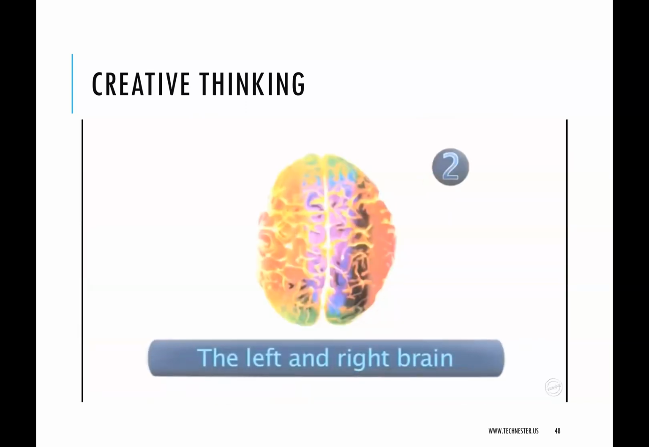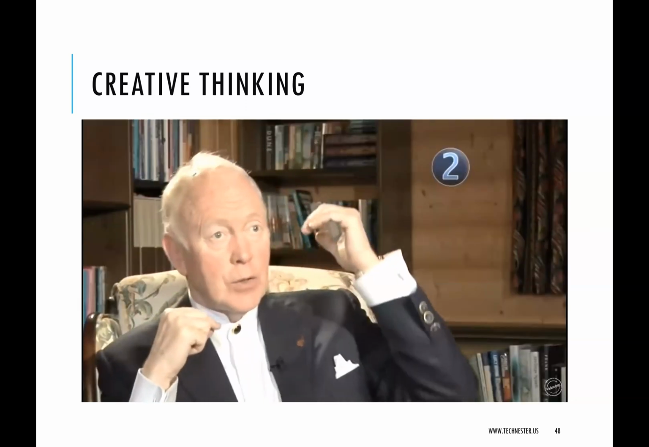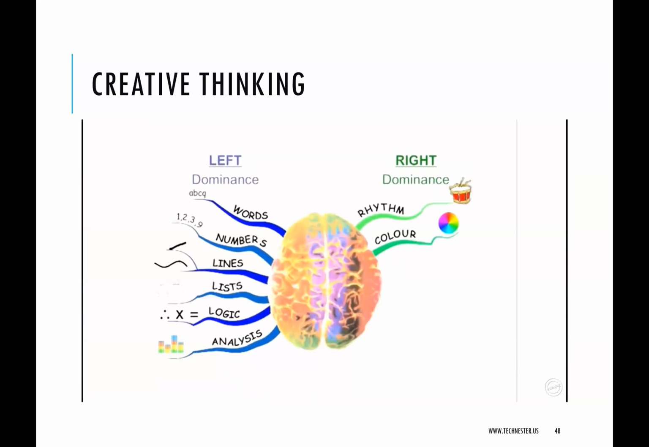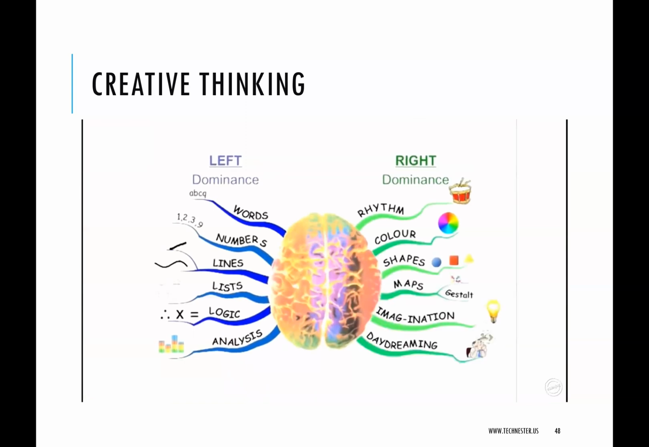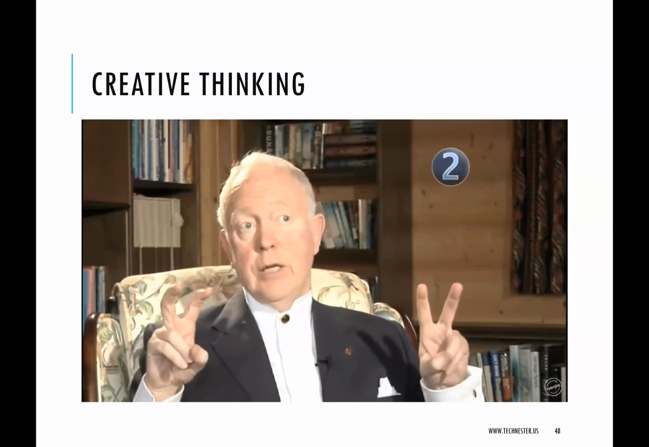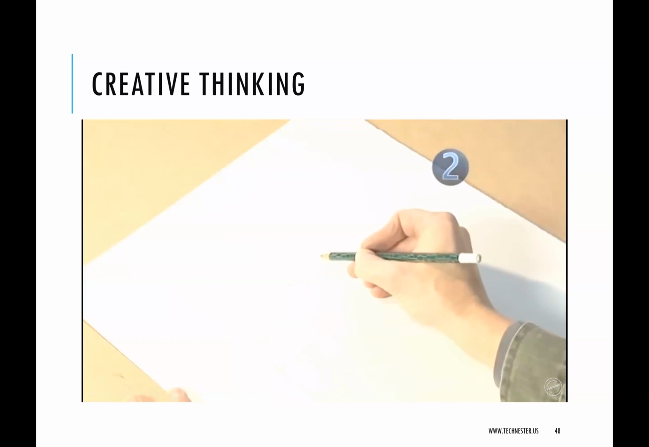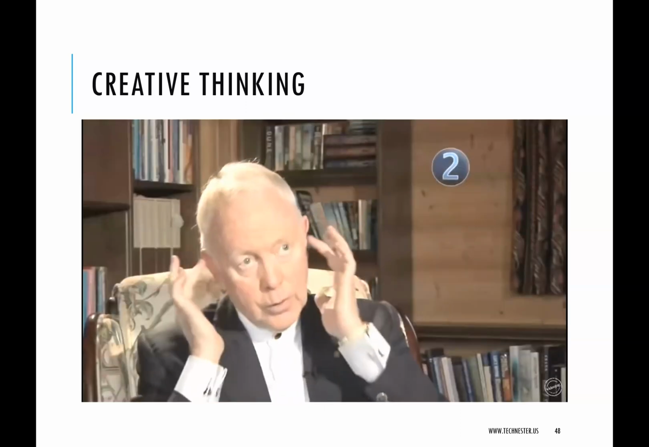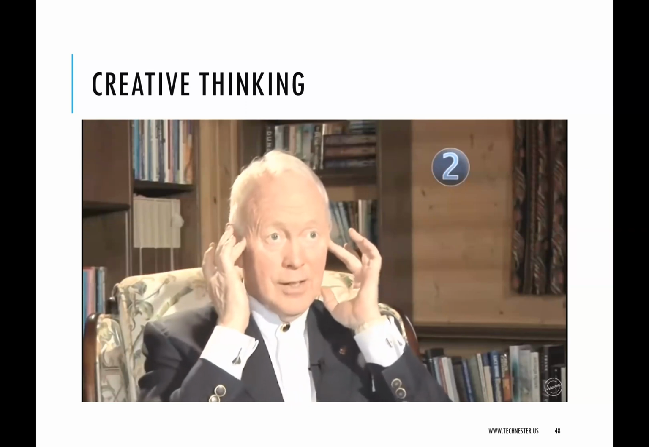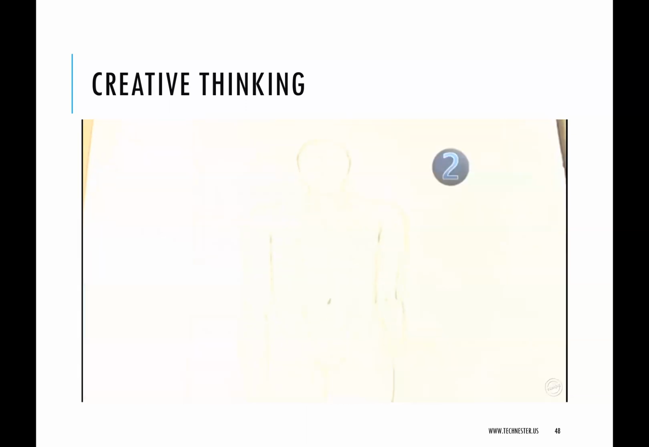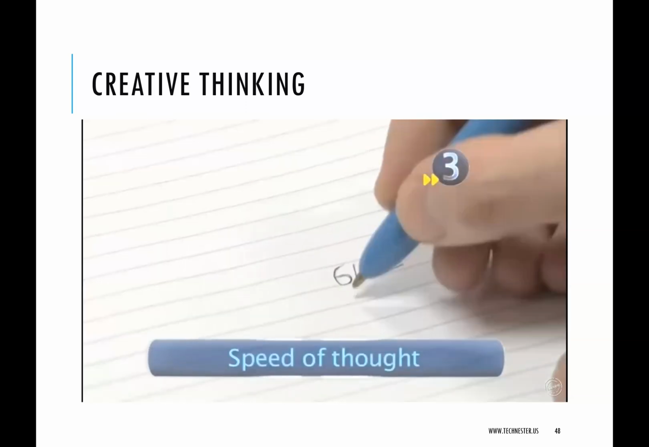Step 2. The left and right brain. As we know, the left deals with words and numbers and lists and logic and analysis, and the right brain deals with rhythm and color and shape and form and imagination and daydreaming. It has been thought that creativity was right-brained, and because we've misanalyzed that, creativity has therefore been majorly damaged when it needs to use both sides and get the order and the number and the image and the color and the rhythm and the imagination and the daydreaming all working together. That is creativity.